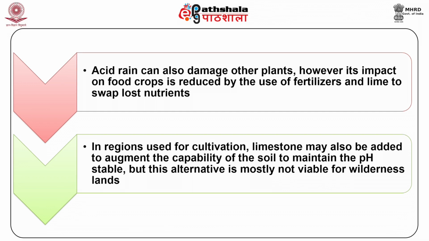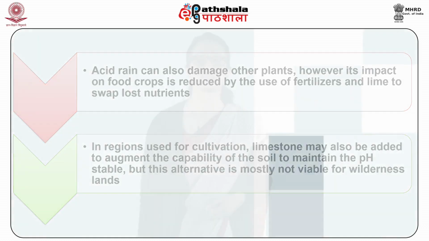Acid rain can also damage other plants, however, its impact on food crops is reduced by the use of fertilizers and lime to replace lost nutrients. In regions used for cultivation, limestone may also be added to augment the capability of the soil to keep the pH stable. But this alternative is mostly not viable for wilderness lands. Trees like red spruce, however, are less cold tolerant and can be damaged during winters when calcium is leached from the needles of this species.